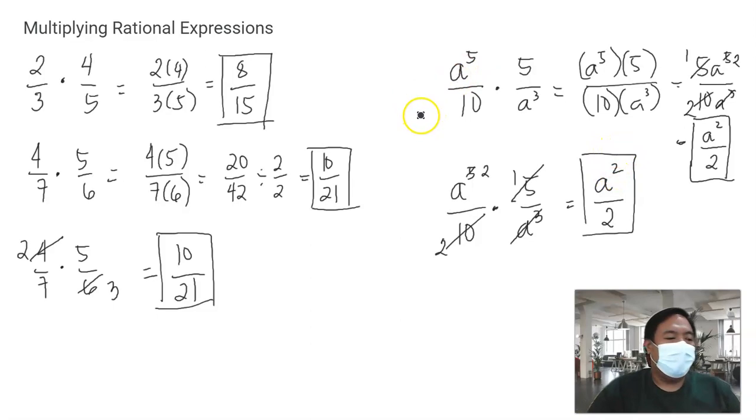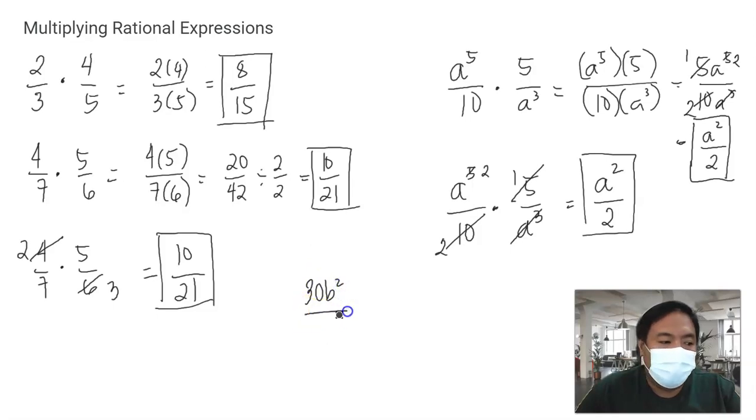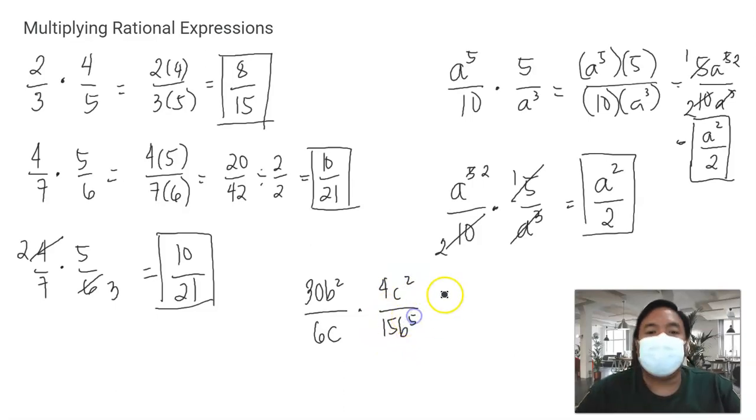Sige nga po. I want you to try this one. I have 30 b squared all over 6c times 4c squared all over 15b raised to 5.